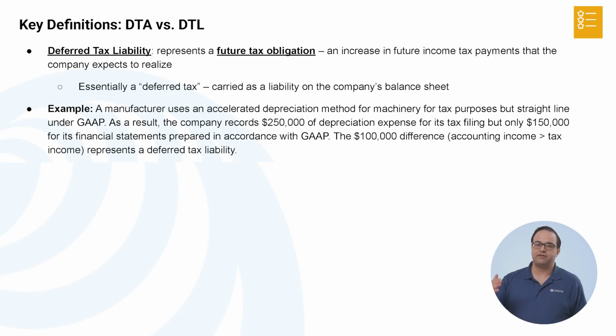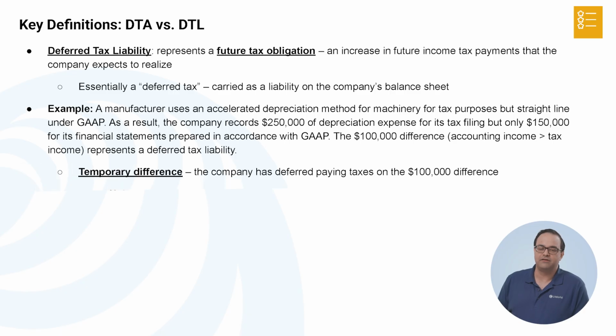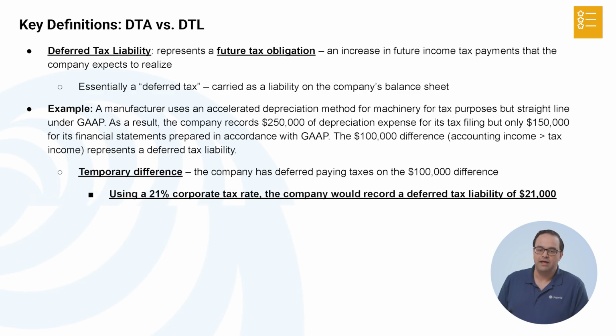This would be a deferred tax liability because taxable income is lower in the current year. Therefore, income taxes paid are lower in the current year versus income tax expense under GAAP accounting. That's expected to true up in the future, meaning a higher level of income tax payments going forward. The amount of the deferred tax liability the company would record would be that $100,000 difference times the 21% corporate rate, if that is the corporate rate for this business. Therefore, they would record a deferred tax liability of $21,000.